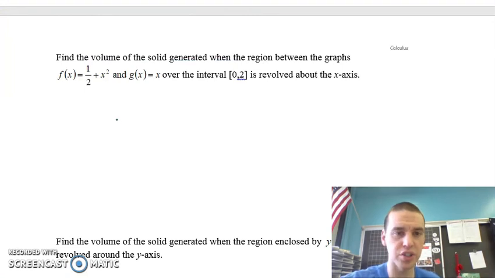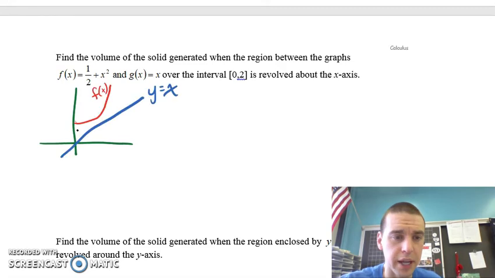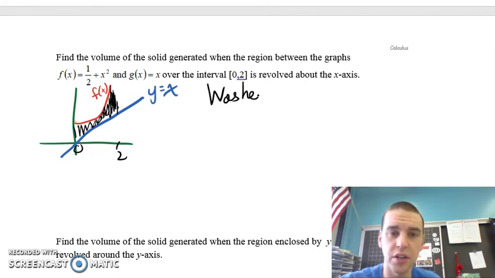So for the next question, this is different because now we have 1 half plus x squared and g of x equals x. So take a minute and draw it out using your calculator. In my amazing drawing here, we're going to go from 0 to 2. I know it's an awful drawing. So we want to rotate that around. Notice that there is space down here. So this is a washer.